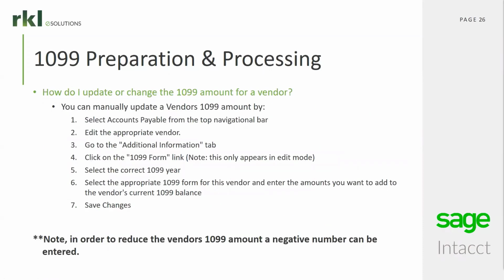How do I update or change the amount of a 1099 for a vendor? You can manually update a vendor's 1099 amount by going to the additional information tab under AP, editing the appropriate vendor, clicking on the 1099 link, selecting the correct 1099 year, and then making that adjustment in the field for initial balances. You can do a positive or negative if you need to make an adjustment.